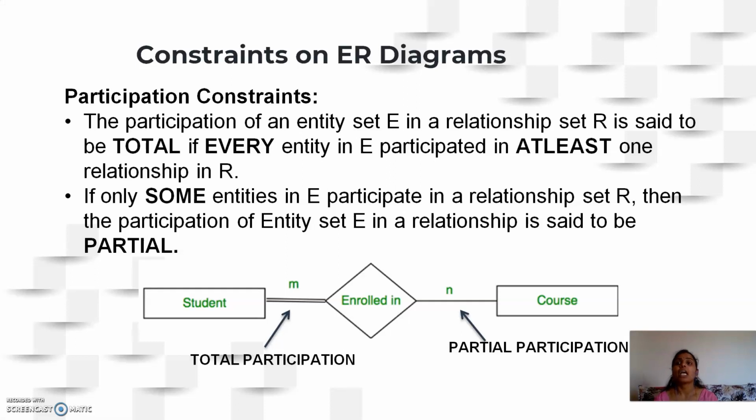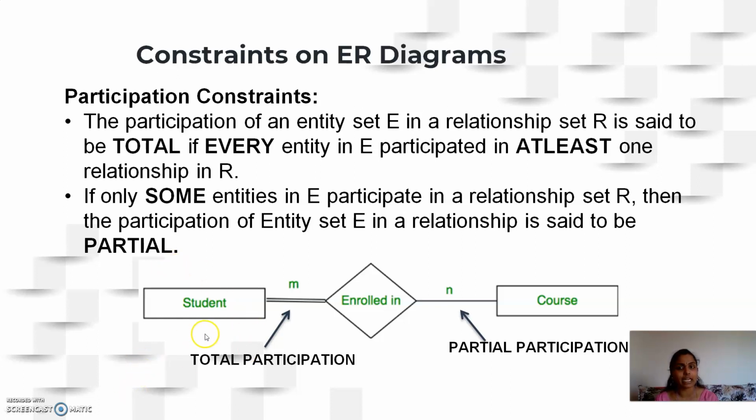Then moving further, considering the participation constraints. Here, whether the entities are totally participating or only partially participating is identified by making use of the participation constraints. We say that the participation of an entity set E is total if every entity in E participates in at least one relationship in R, and the participation is said to be partial if only some of the entities in E participate in the relationship set R.